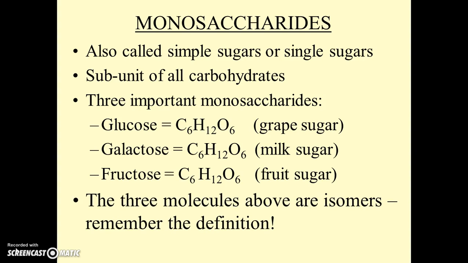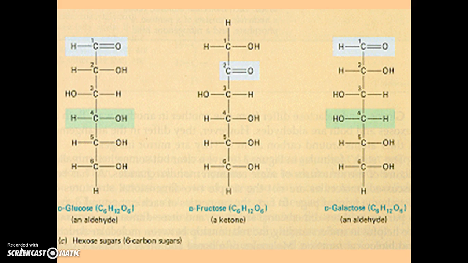These 3 molecules above are isomers. So take a second, think back to what an isomer is further in your notes, and think to yourself why those are isomers. So looking back, you should have been able to figure out that these 3 monosaccharides have the same molecular formula. They're all C6H12O6. But saying that they're isomers tells you that they're going to have a different structural formula.